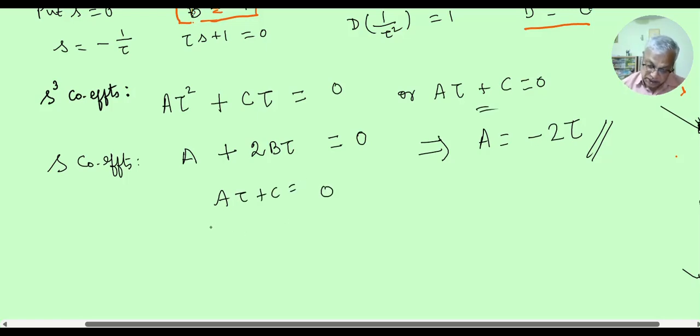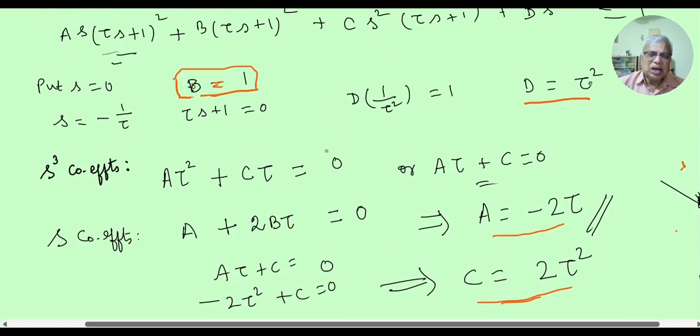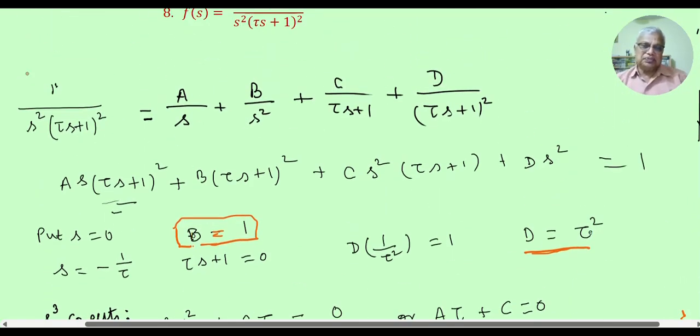We substitute A here: minus 2 tau square plus C equal to 0, or C equal to plus 2 tau square. So we have found A, we have found C, and already we have found B and D. So let us substitute A, B, C, D into the given equation. So let me substitute A, B, C, D in this equation.